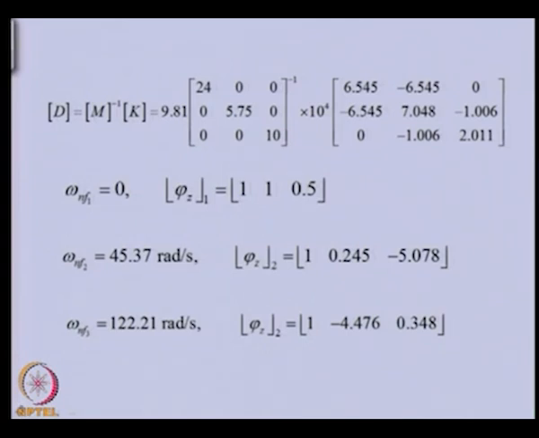Alternatively, we can develop the eigenvalue problem as we discussed in the previous lecture. We take the inverse of the mass matrix and multiply it with the K matrix, and if we obtain the eigenvalues of this, we can get the natural frequencies from the eigenvalues, and the eigenvectors will give us how the various nodes have relative displacements. So this corresponds to the first natural frequency.